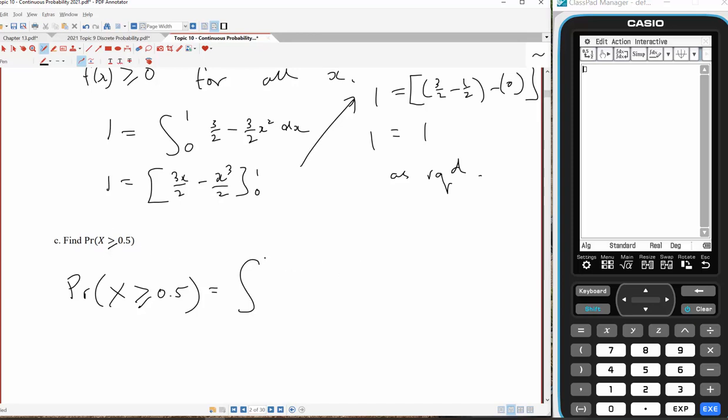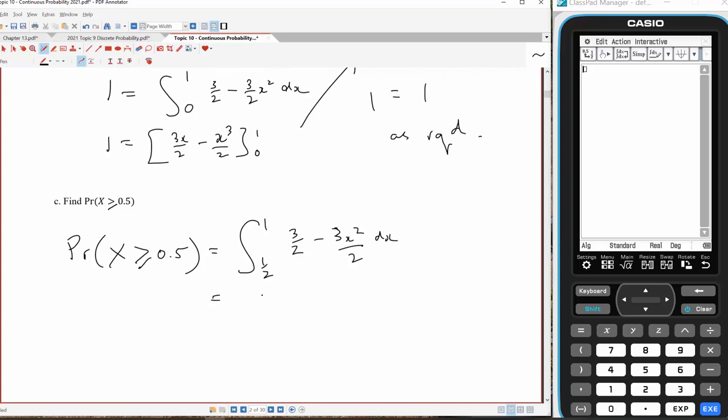So we'll start with the top value, which is 1, the lower value, which is a half. The integral of 3 on 2, take away 3x squared on 2 dx. All right, we know what the antiderivative is already because we worked that out earlier. 3x on 2, take away x cubed on 2 with those terminals.